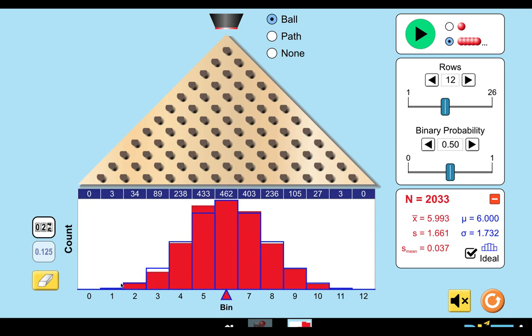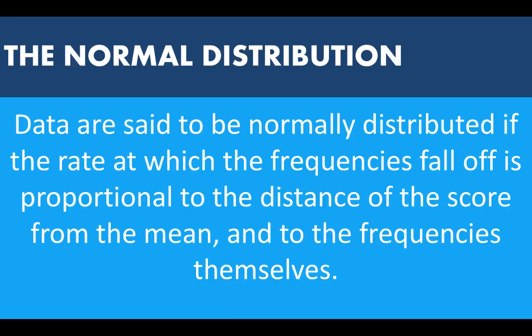And in this lesson, we are interested in getting the equation of this curve. For our derivation, let's begin with our idea of what a normal distribution is. We say that data are said to be normally distributed if the rate at which the frequency falls off is proportional to the distance of the scores from the mean and to the frequencies themselves.